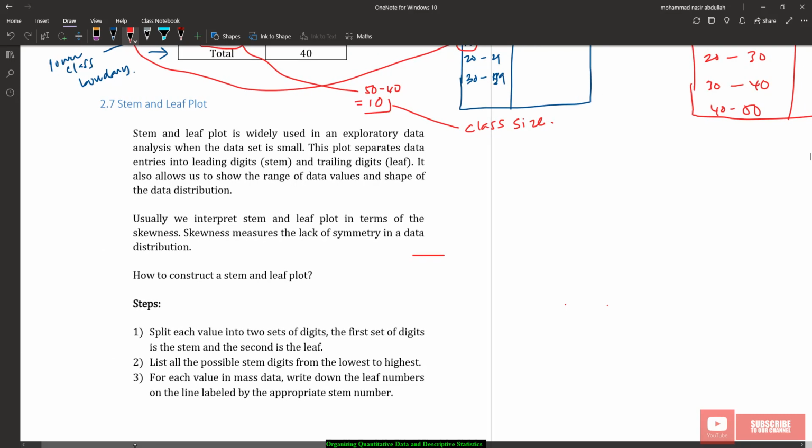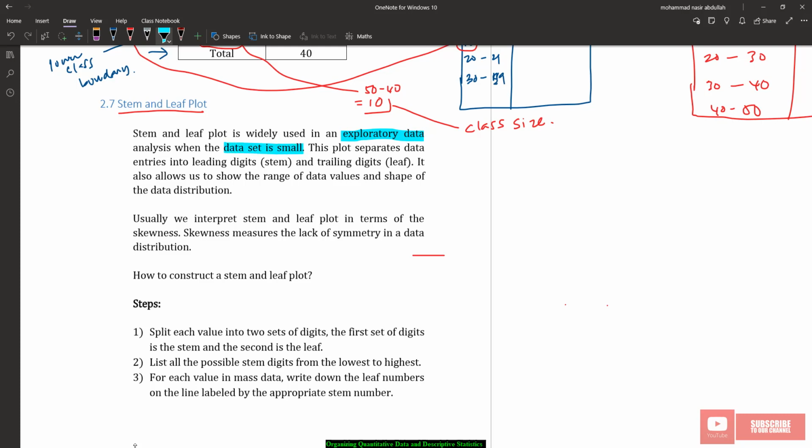So in displaying frequency for quantitative data as in qualitative data, we already know we can construct a bar chart, whether it's a vertical or horizontal bar chart, cluster bar chart or multiple bar chart. Another one, we can construct a stacked bar chart or component bar chart. And another one is a pie chart for qualitative data. For quantitative data, we can construct a stem and leaf plot, which is widely used in exploratory data analysis when the data set is small.